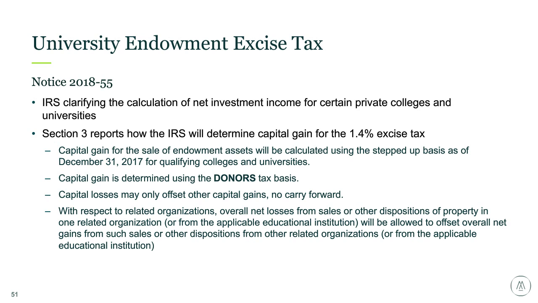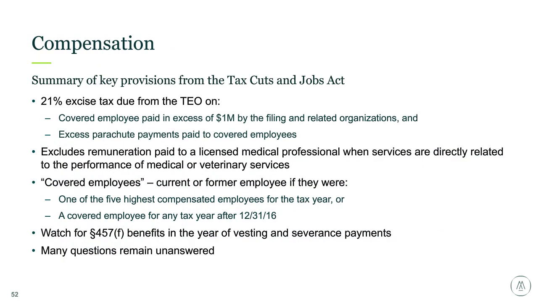And the final item that we have is the 21% compensation excise tax. This is something that we did get some clarification on at the end of December, actually New Year's Eve, when we got Notice 2019-09. That clarified how we treat the compensation excise tax and how we calculate it. That's applicable for fiscal years starting after 1/1/18, so a lot of organizations are facing this right now.